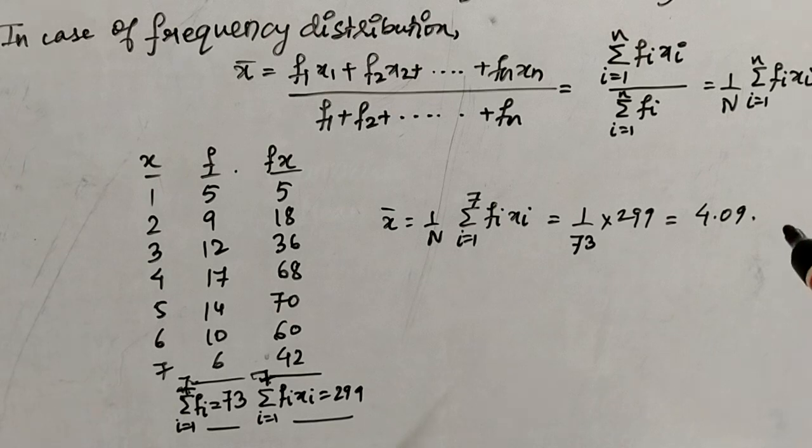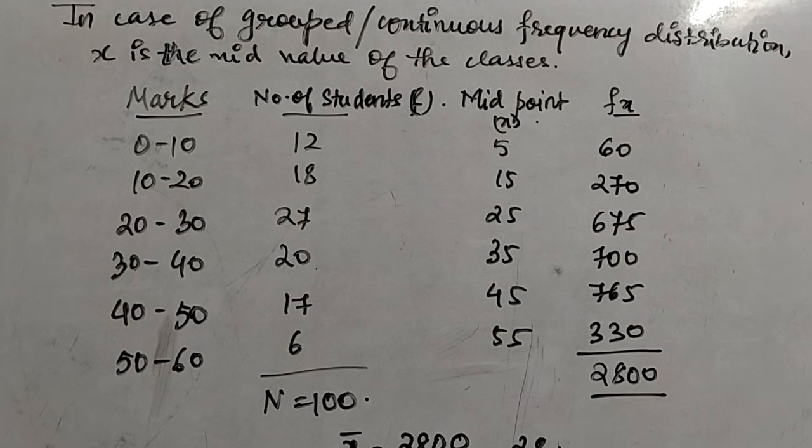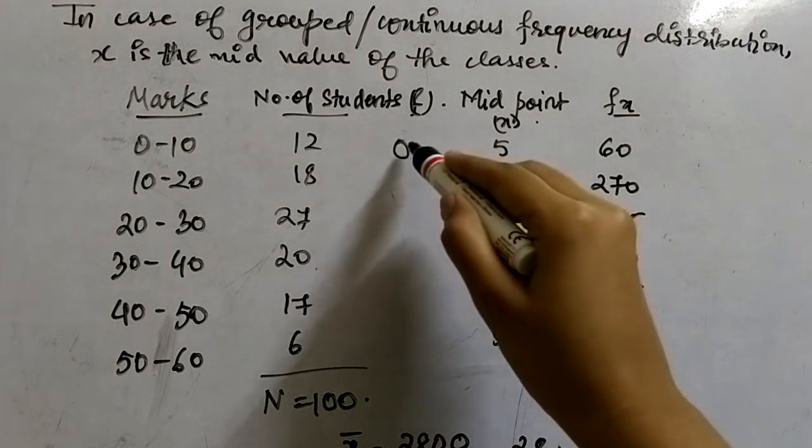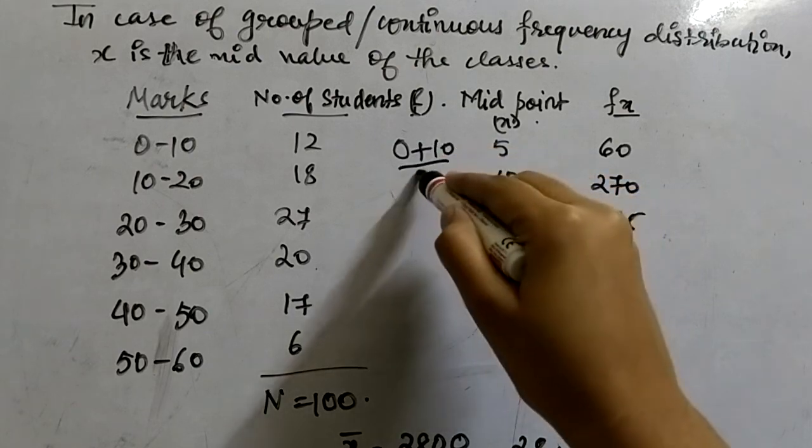What do we do in case of grouped or continuous frequency distribution? So my dear friends, my students, here is the solution. You just have to find out the mid value, and the mid value is x here. So I have given you the method of finding the mid value, which is lower limit plus upper limit divided by 2.